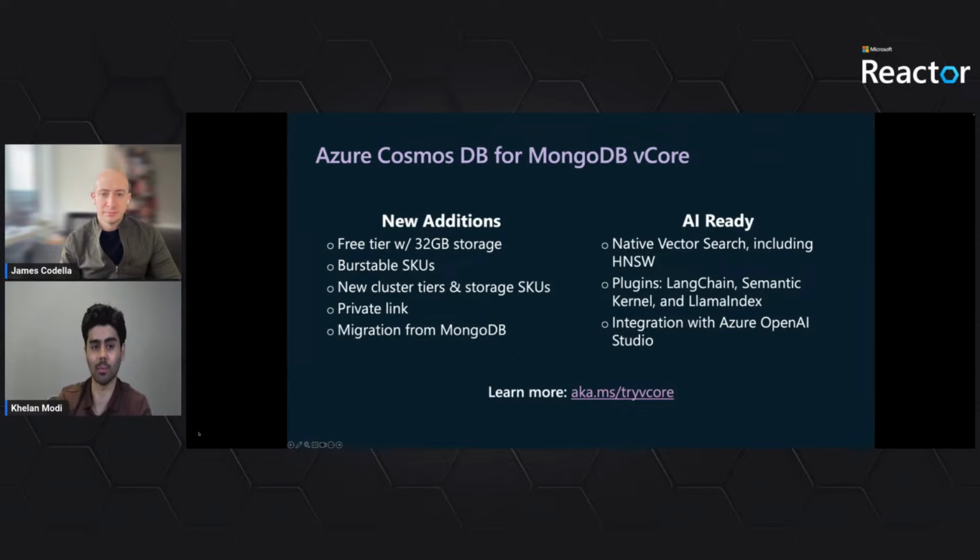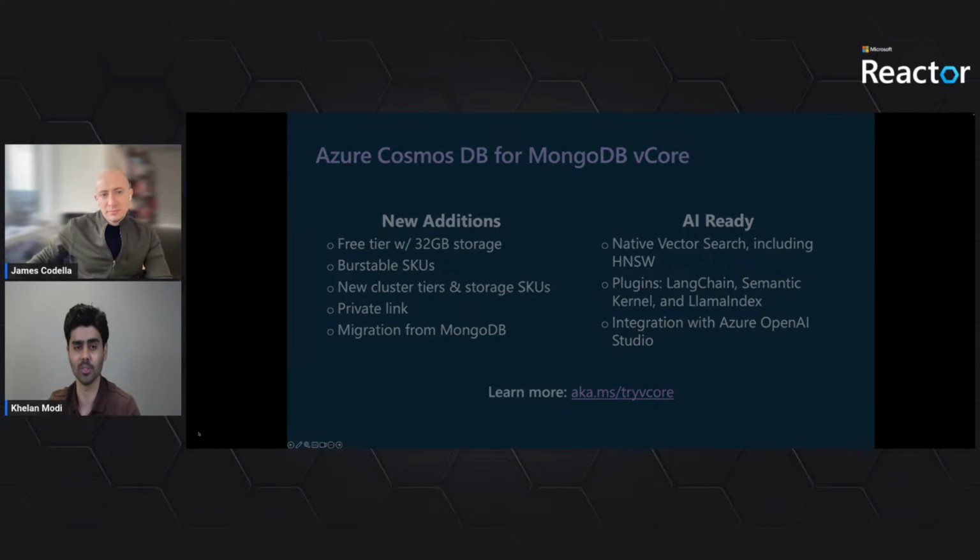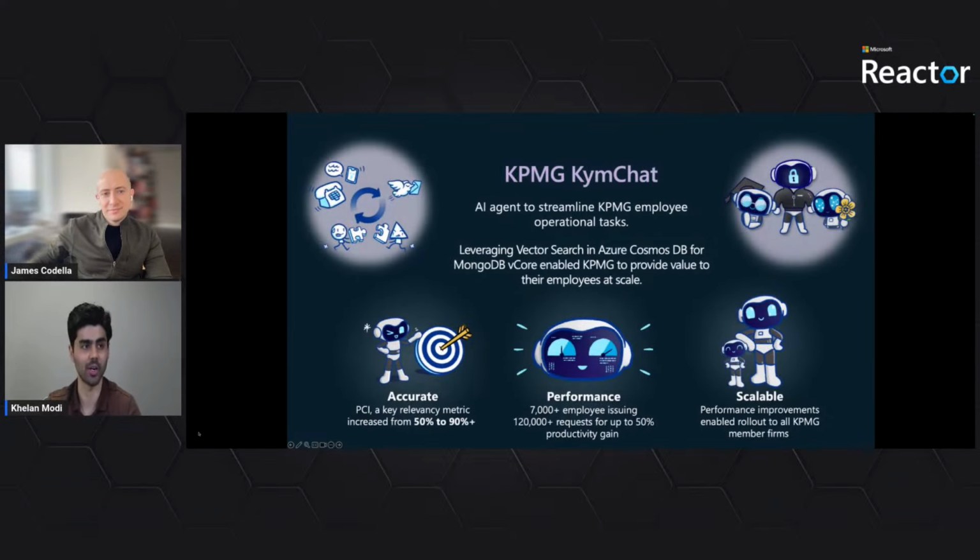Therefore, you can do your RAG patterns efficiently. And I'll be demoing one of our RAG pattern applications where I build a chatbot without writing a single line of code. Also, we provide plugins for Langchain, Semantic Kernel, and LlamaIndex. Additionally, we have easy integrations with Azure AI Studio, which I'll be using for my demo. If you want to learn more, please visit aka.ms/try vCore.